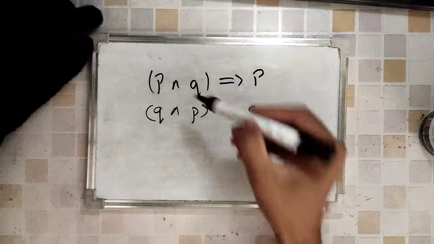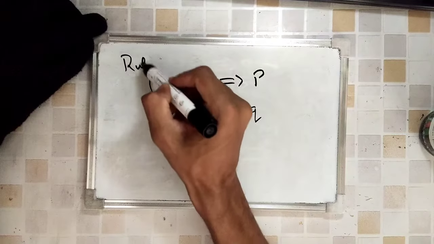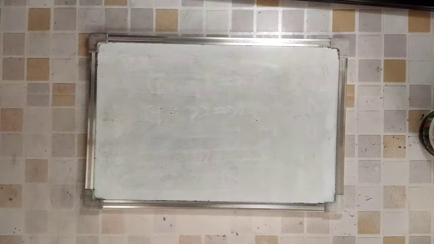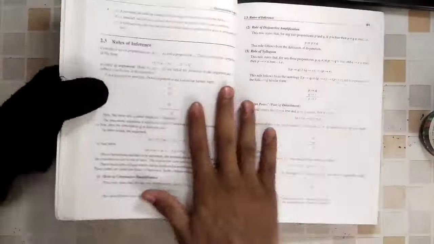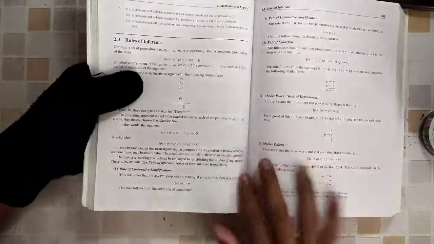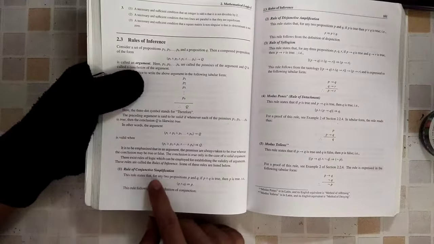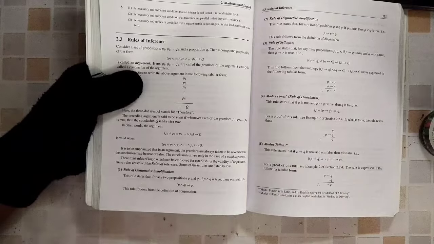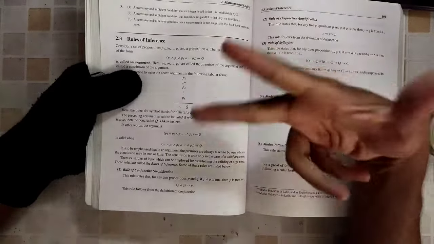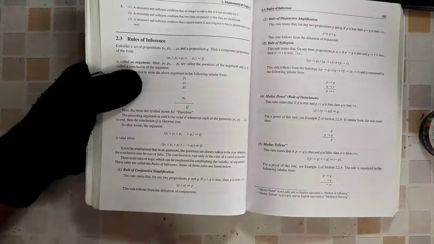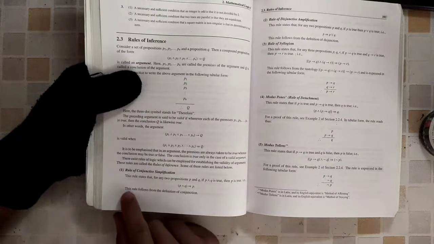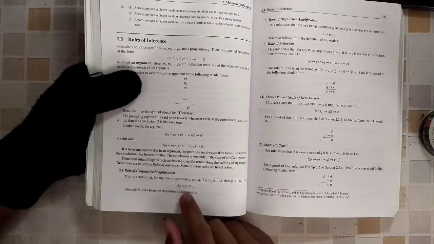Should I show it in the textbook? It's easier, right? I hope you can see it. Okay, so the rule of conjunctive simplification says that for any two propositions P and Q, if P and Q is true, then P is true. So the same way we did in logical implication. If both should be true, then this is also true. The rule follows from the definition of conjunction.